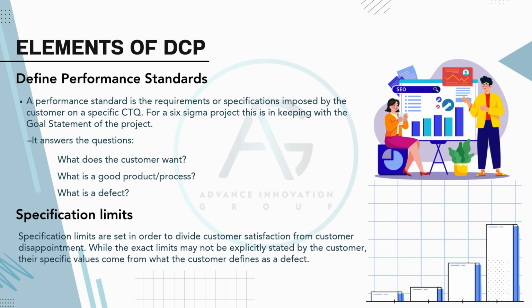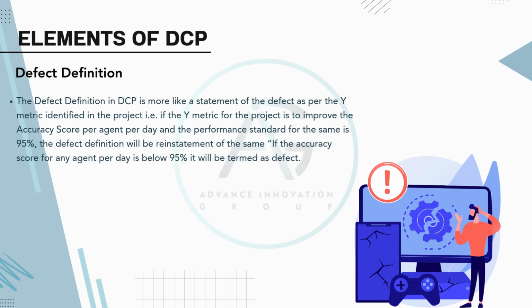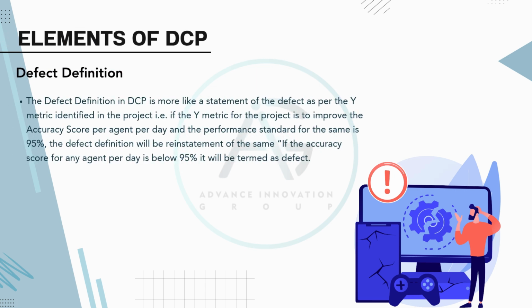with clear judgment criteria. This slide introduces the concept of defect definition within a data collection plan, DCP, a critical element in the measure phase of a Lean Six Sigma project. Begin by explaining that a defect definition is a clear, objective statement that tells us exactly when an output should be considered defective. In our example, the Y metric is accuracy score per agent per day. The performance standard is 95% accuracy.